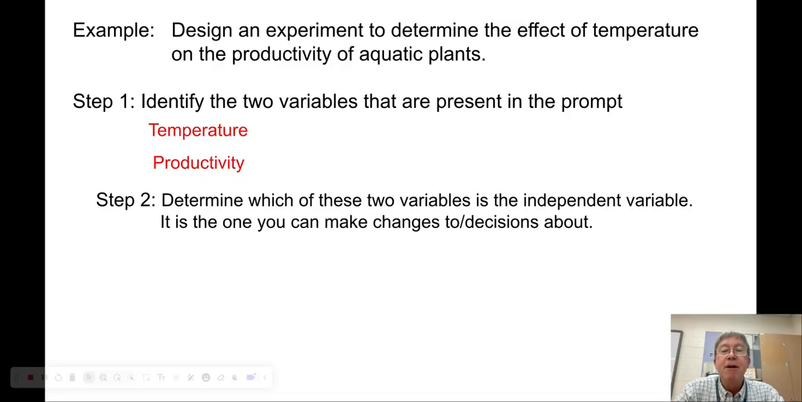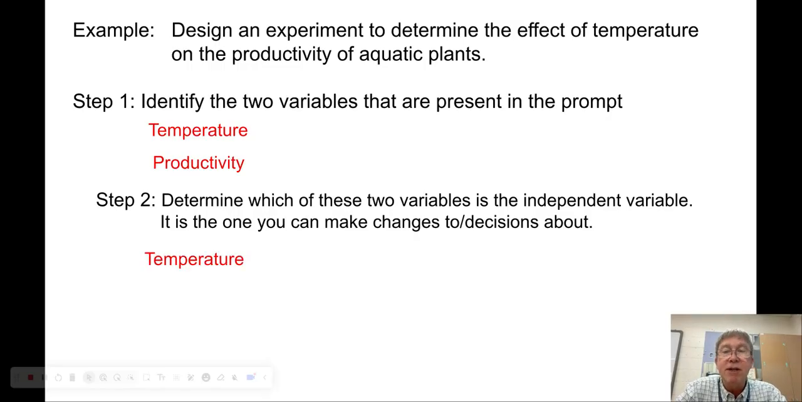Now the next step is to determine which of these would be your independent variable. Well, the independent variable is the one that you would be able to make changes about ahead of time. You could say, I want to make this higher or lower, I want more or less, I'm going to change it a little or a lot. In this case, the one that you can clearly make decisions about is temperature. You can't really decide how productive a plant is going to be.